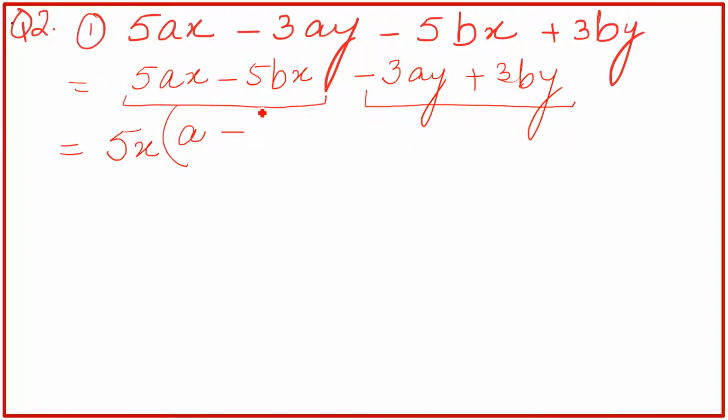Then there is the negative sign. 5x we have taken as a common. Only b is left. So a minus b. Then come to the second part.